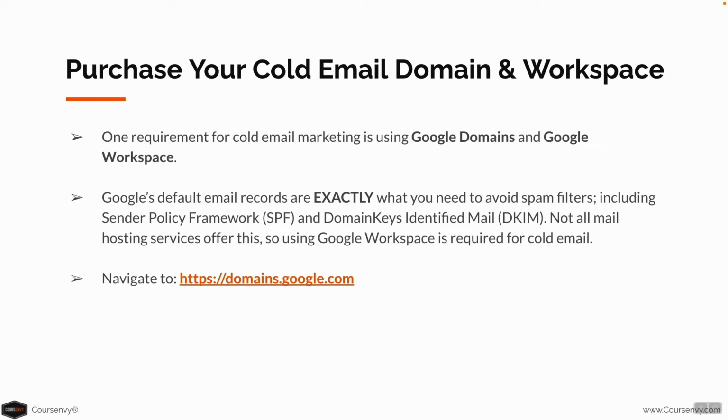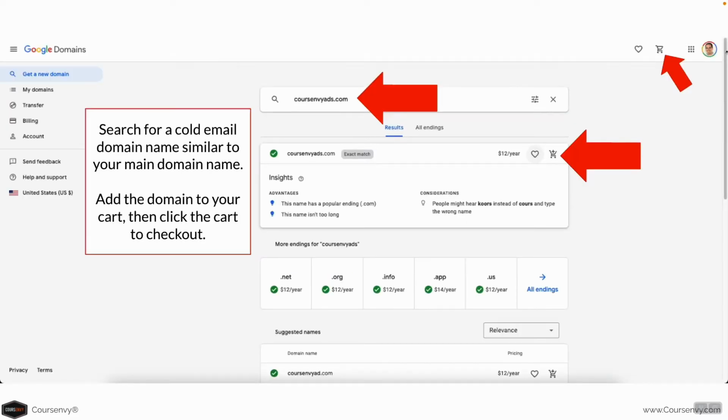So to do this, navigate to domains.google.com. So at domains.google.com, search for a cold email domain name similar to your main domain name. Add that domain to your cart, then click the cart icon in the top right to check out. As you can see, we did Coursenvy ads, very similar.